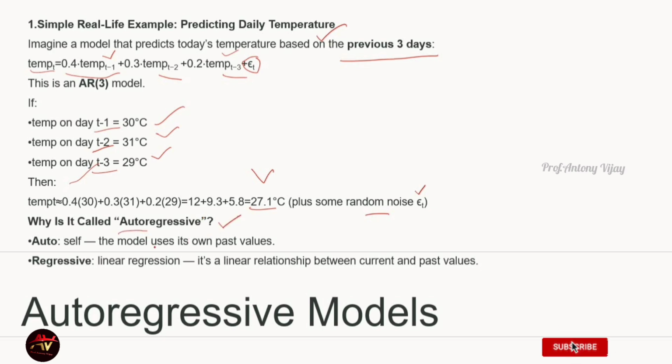It means past values fully depend on the present value. So here regressive means we can call it a linear regression. There is a relationship between the current values as well as past values. This is called regressive.